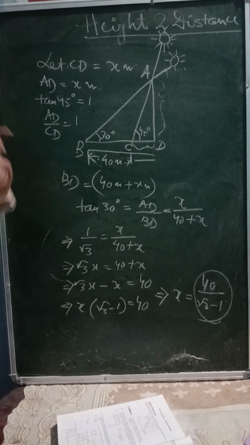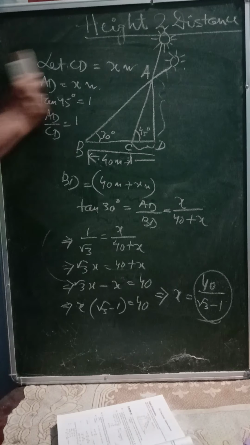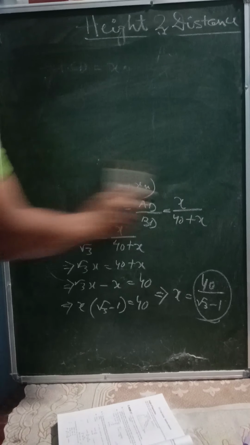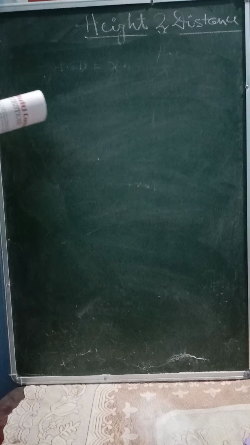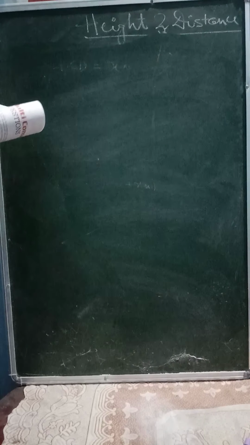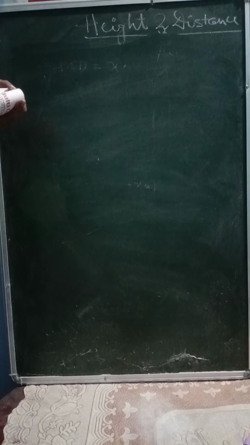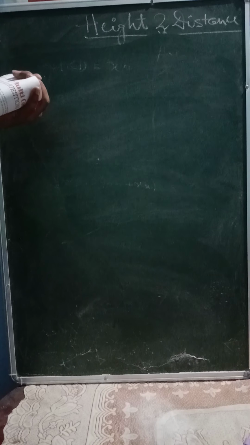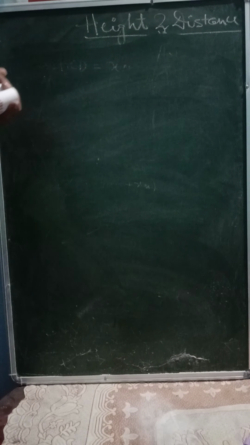Now we would like to solve another question. Here, just see, based on the angle of depression, I would like to give you one question. The angles of depression of two ships from the top of a lighthouse are 45 degree and 30 degree. If the ships are 120 meter apart, then find the height of the lighthouse.